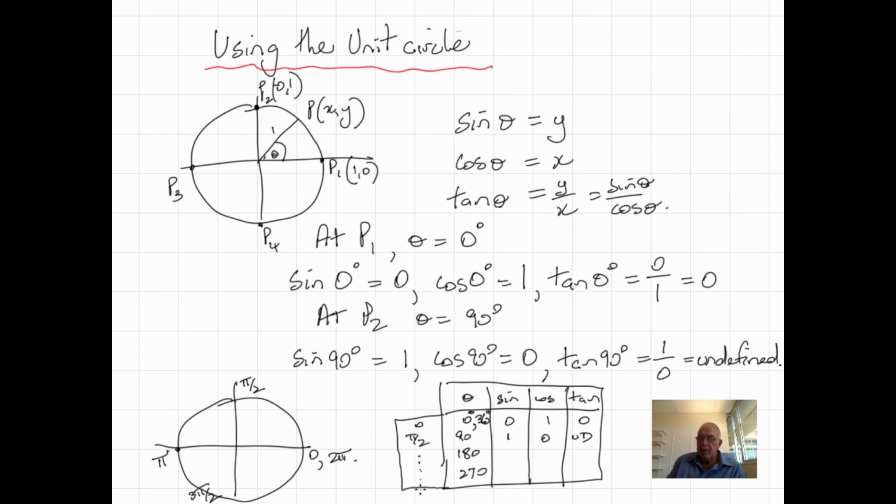So you can now use the unit circle to work out sine, cos and tan of 0, pi on 2, pi, 3 pi on 2, and 2 pi.